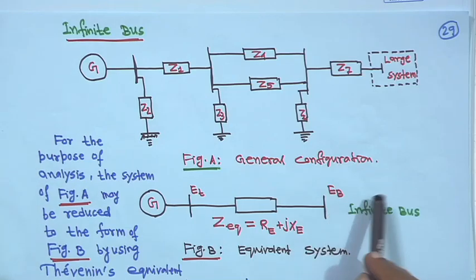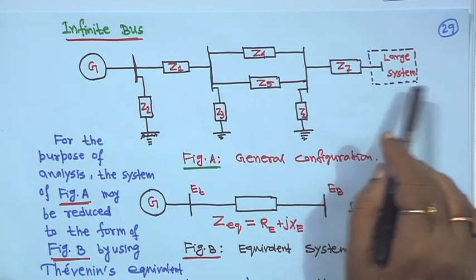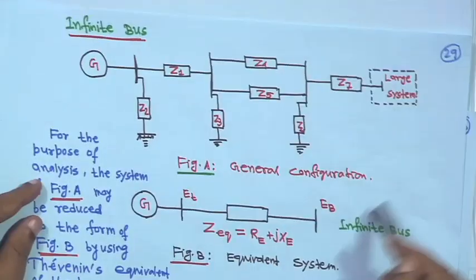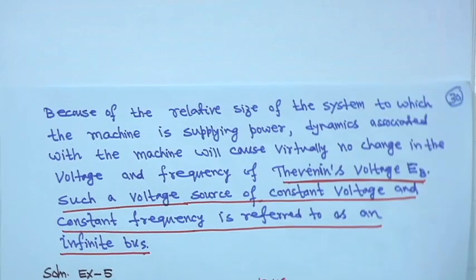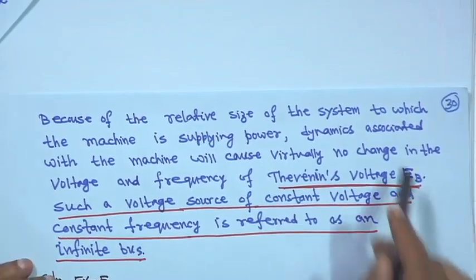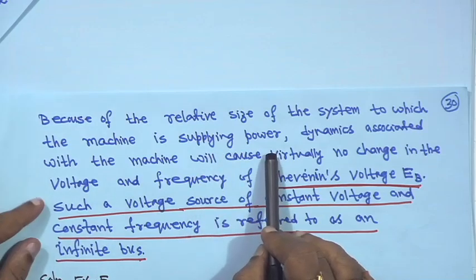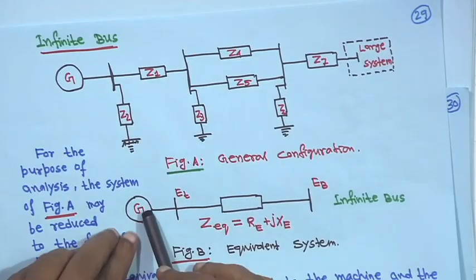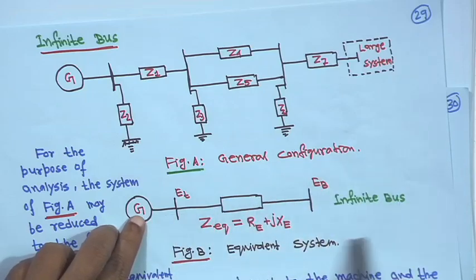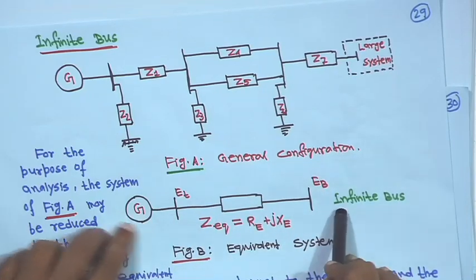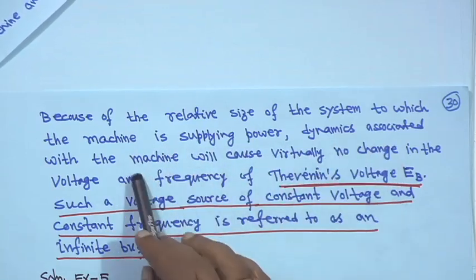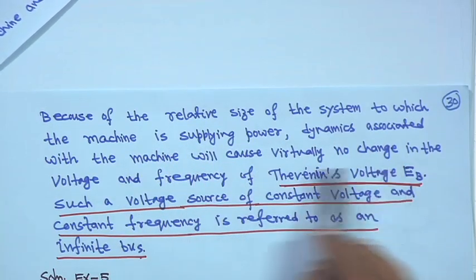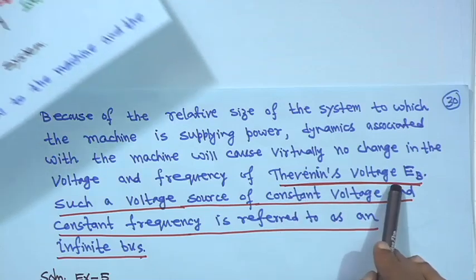Now, this is a large system. Because of the relative size of the system to which the machine is supplying power, that means the machine is supplying power to a very large system, the dynamics associated with the machine will cause virtually no change in the voltage and frequency of the Thevenin voltage Eb.